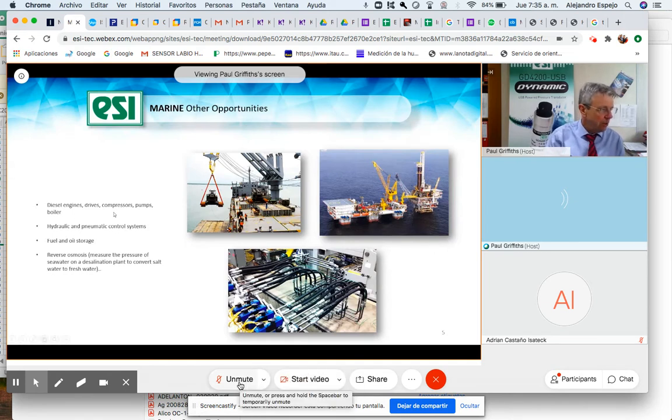These are possible applications for marine approved transmitters, but not just marine approved, but for all applications really. So we have diesel engines, drives, compressors and pumps and boilers, hydraulic and pneumatic systems on board ships, fuel and storage systems on ships, and also reverse osmosis, where seawater is converted into fresh water. So the core sensor that we have, which is titanium, is perfect for all these applications.